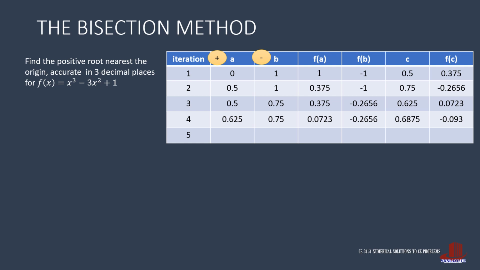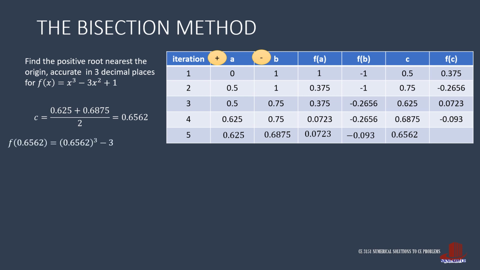The iteration still runs the same. b is 0.6875 and f of b is negative 0.093. a is still 0.625 and f of a is 0.0723. c is taken as 0.625 plus 0.6875 over 2 to have 0.6562. f of c is then computed as negative 0.0094. With this coming as negative, we are to replace b.